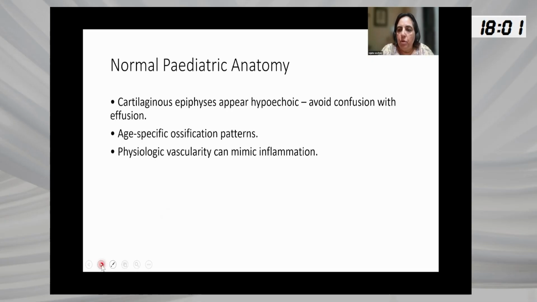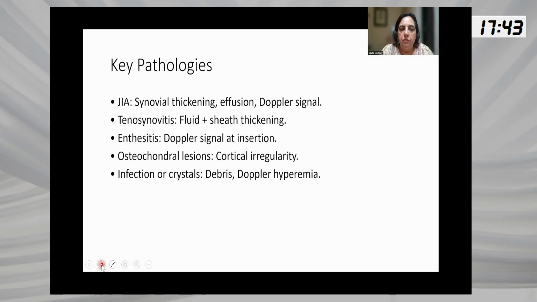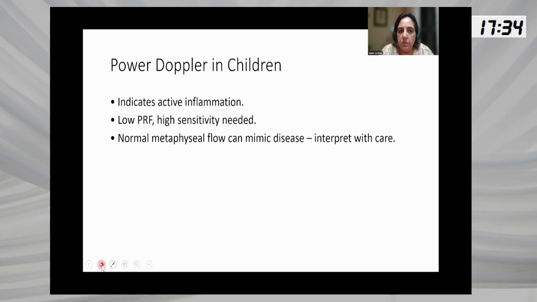There are 3 important issues as we begin to use the ultrasound for the evaluation of joints in children. One is the appearance of the cartilaginous epiphysis. Second is the ossification centers that are appearing in children. And third is a lot of physiologic vascularity that can sometimes be confused with inflammation. And like I said, we can pick up the exact pathology and the exact site of inflammation for these patients.